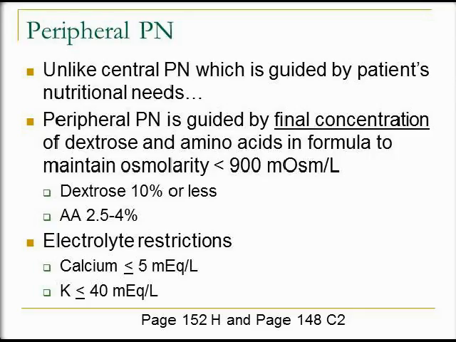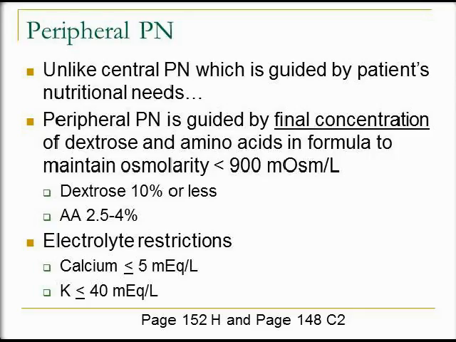For peripheral parenteral nutrition, unlike central, which is guided by the patient's nutritional needs or what you estimate their nutritional needs to be, peripheral parenteral nutrition is guided by the final concentration of dextrose and amino acids to maintain an osmolarity less than 900 milliosmoles per liter that you could administer peripherally. The final concentration of dextrose is usually 10% or less, and amino acids is between 2.5% to 4%. You want it within that range, again, for stability.